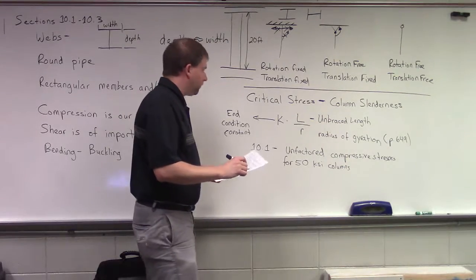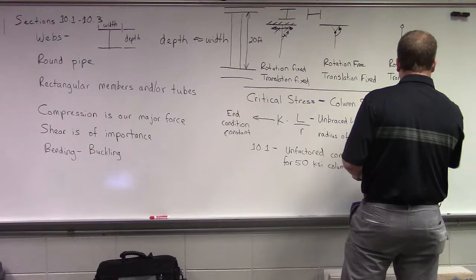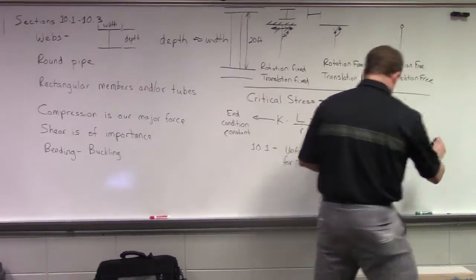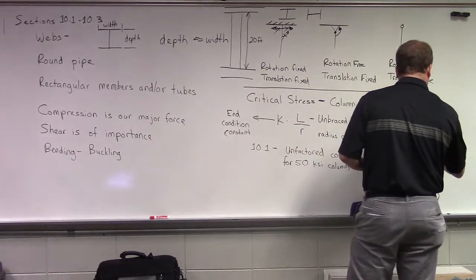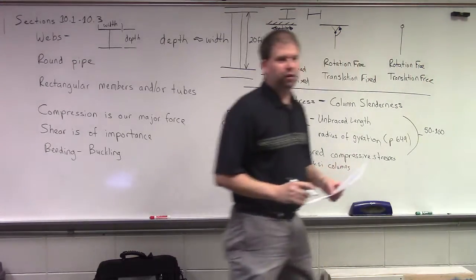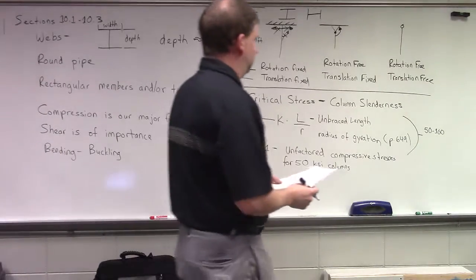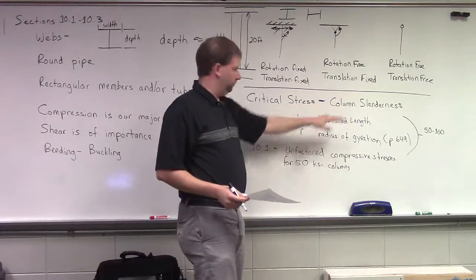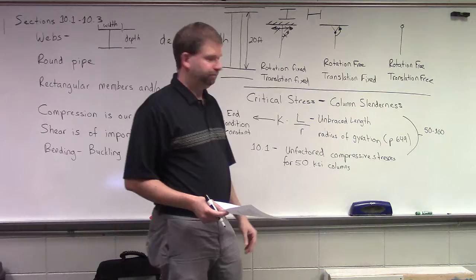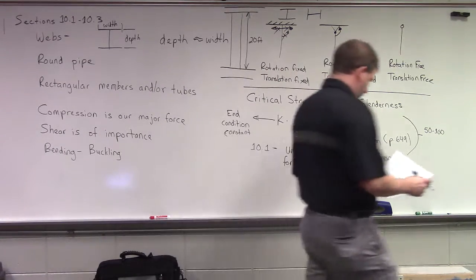Practically speaking, we want this value to have a range of 50 to 100. This column slenderness, the value that we're cranking out of that formula, should land between 50 and 100.